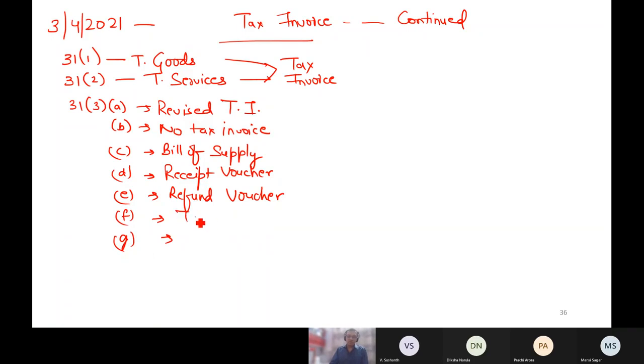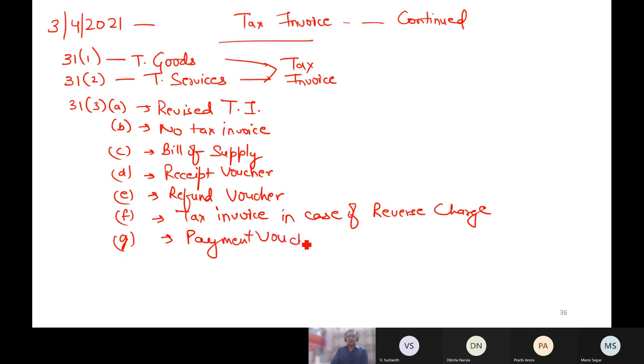Clause F was talking about tax invoice in case of reverse charge mechanism situations. And clause G was talking about payment voucher. This is what till today we have covered. Now tax invoice particulars are mentioned in rule 46. Revised tax invoice particulars are mentioned in rule 53.